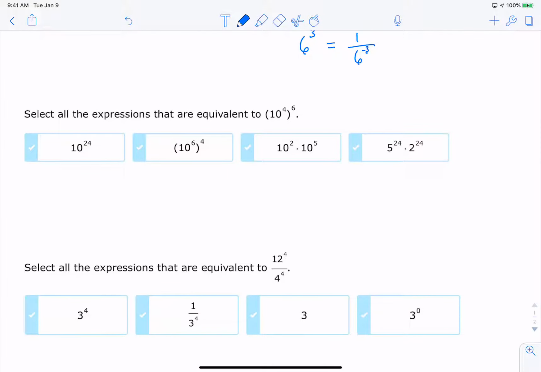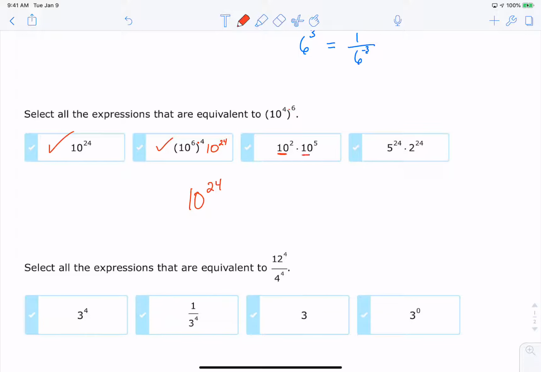Next one, select all the expressions that are equivalent to 10 to the fourth, and then that is raised to the 6th power. So power to power, that means you would multiply your exponents. So 4 times 6 would give us 10 to the 24th. So we need to see everything else that would give us 10 to the 24th out of our answer choices. So we see that one's listed there. Here we have 10 to the 6th and then raised to the power 4. So still power to power. This would still equal 10 to the 24th. So this one's also equivalent.